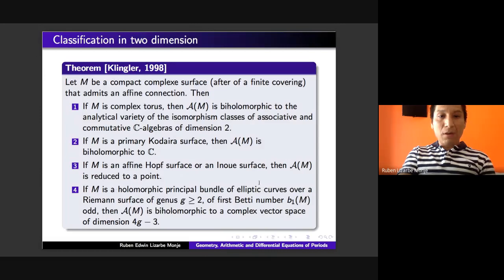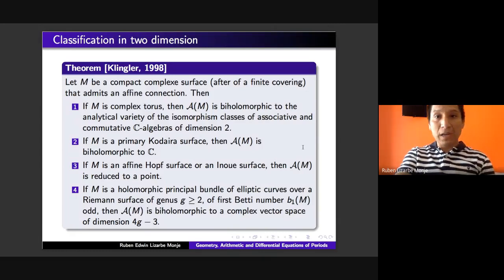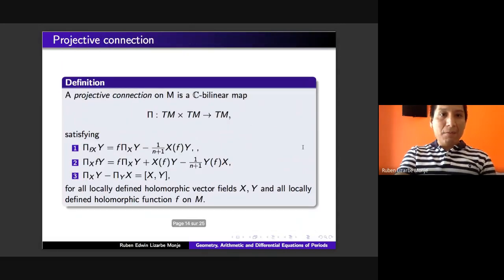If M is a holomorphic principal bundle of elliptic curve over a Riemann surface of genus g greater than or equal to 2, with first Betti number odd, then the set of affine structures is biholomorphic to a complex vector space of dimension 4g minus 3. This is the complete classification and description of the affine structures.